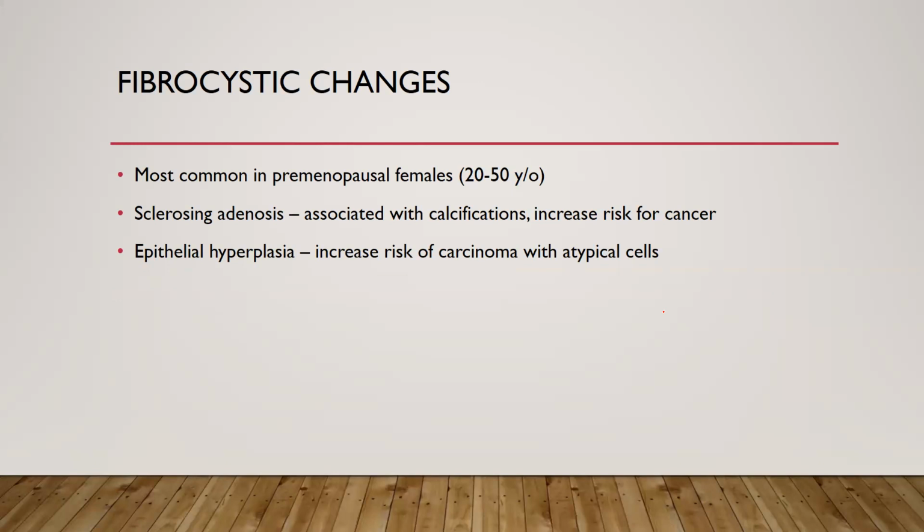And epithelial hyperplasia, this is more actual overgrowth of cells. This could increase risk of specifically carcinoma if the cells become atypical, right? If epithelial cells grow a lot and increase in size a lot and divide often, that can increase our risk for them to do something atypical. And an atypical overgrowing epithelial cell is a carcinoma. So that's why that has that increased risk.